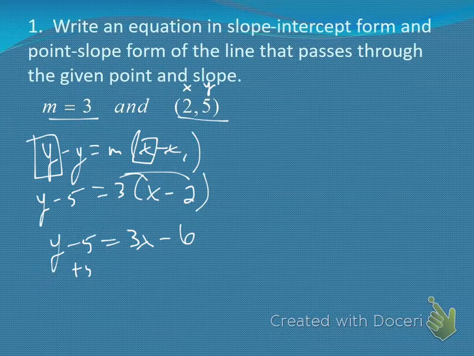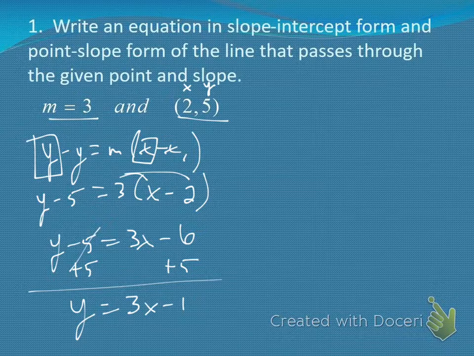And then to continue getting y by itself, we're just going to add 5. So it's actually just 2 more steps. It's not a whole lot more work to get this in slope-intercept form. Just distribute the slope and then add or subtract over whatever the y-coordinate was, and you're done. Okay? That's it.